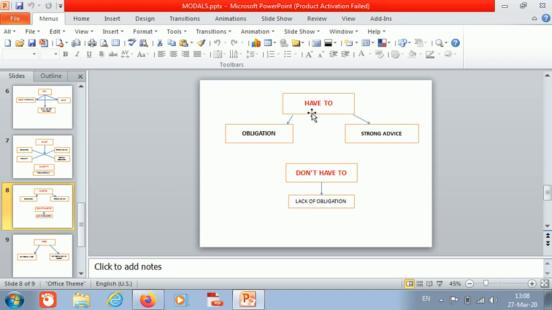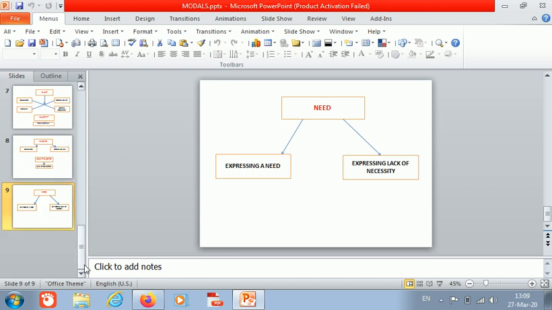Now we pass to have to and don't have to. As you can see, have to is an obligation. For example, you have to obey your parents, and it's a kind of strong advice. You have to work harder. So when we say have to, it is not 100% obligation. We pass to don't have to or doesn't have to. Here it's a kind of lack of obligation, which means you are not obliged to do something.